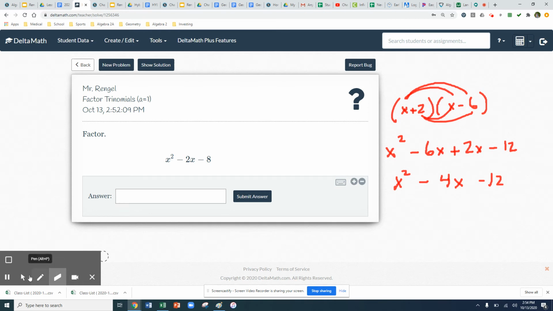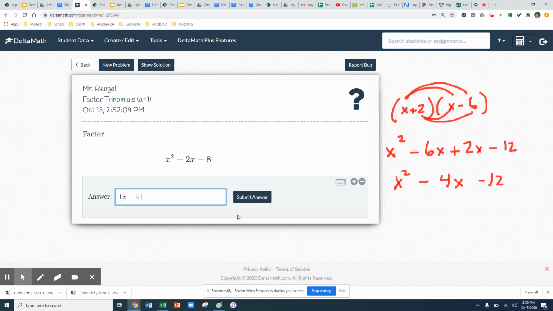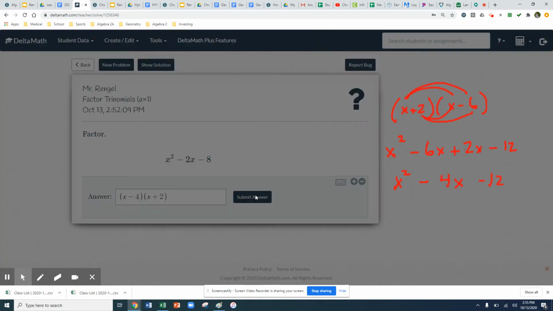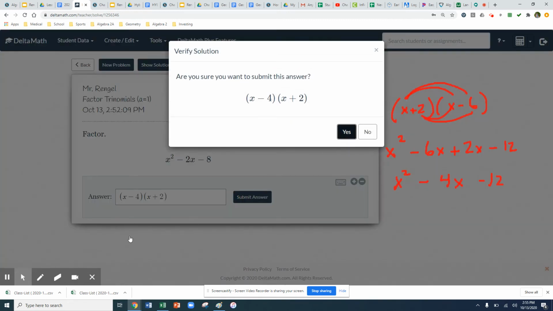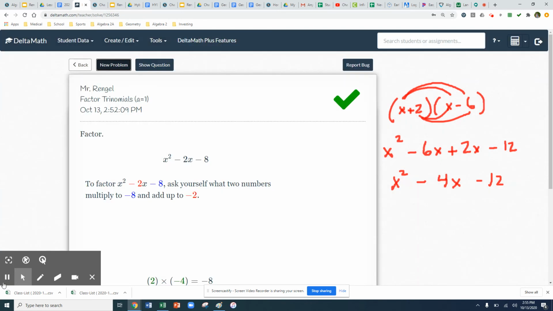So as we look at this first problem, we're now going to take a look at how can I multiply to -8 and at the same time add to -2. Well, I'll take x minus 4 and then x plus 2, because -4 times 2 is going to get me to -8 because I have to have a positive and a negative, and then -4 plus 2 is going to give me -2. So we're going to get our trinomial to factor into x minus 4, x plus 2. And there we can see we got it correct.